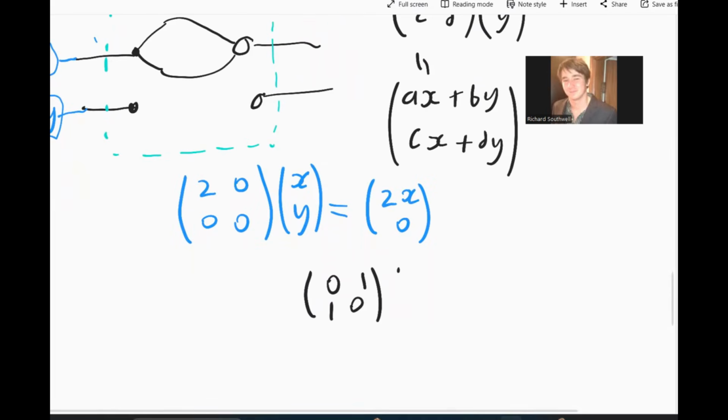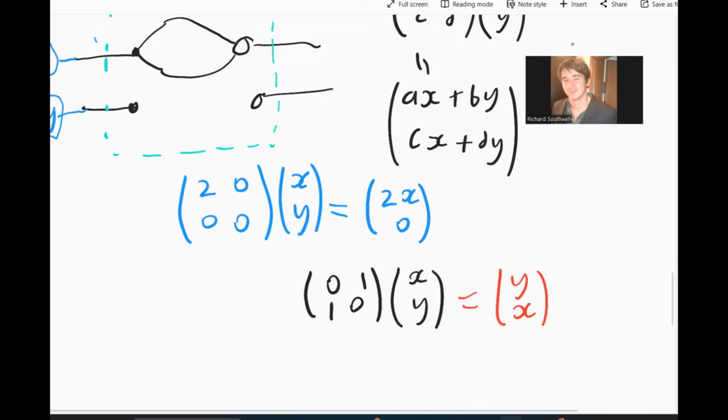So what's this matrix do to an input X, Y? Well, to find the answer, we do this times this plus this times this, and that's what we write up here, which is Y. And similarly, we find that we should put an X there. That's this times this plus this times this. So the result here is Y, X.